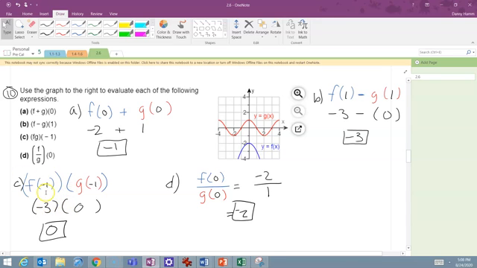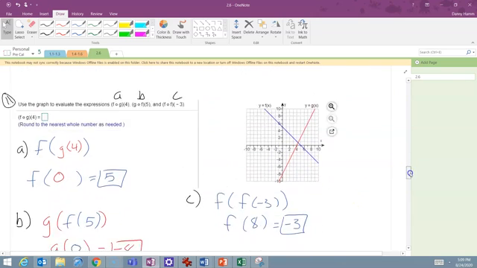Following this one, I'll be multiplying. So I go to -1 for my x. What am I on my blue? I go down. I am at -3. I am at 0 for the red graph. And when I multiply that, I get 0. And then we're dividing. When I'm at 0, I get -2 for the blue. I get +1 for the red. And when I simplify that, I get -2.